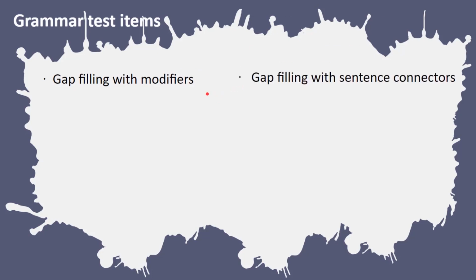And there will be another one, the gap filling with sentence connectors. You have already done these sentence connectors in your HSC level, but here the context is a little bit more difficult or complex. So gap filling with sentence connectors, you have to connect the sentences, you have to connect the words or phrases, and you have to use the appropriate connectors to connect the sentences of the text.